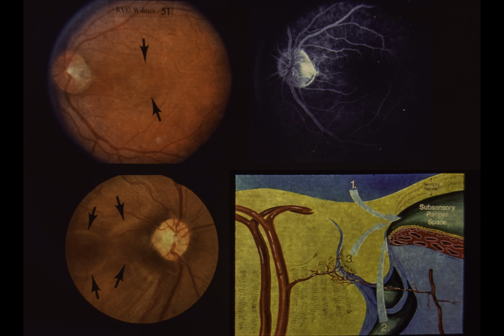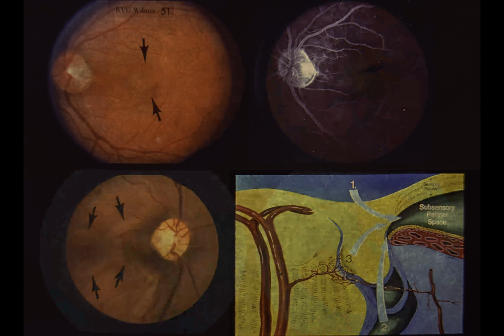Lower right, the origin of subsensory retinal fluid is unknown. The artist's sketch illustrates the three sources that have been postulated. Number 1, liquid vitreous flows through the pit to enter the subsensory retinal space. Number 2, subarachnoid fluid migrates through abnormal channels in the nerve head to gain access to the subsensory retinal space. And number 3, abnormal vessels within the base of the optic pit leak fluid into the subsensory retinal space.